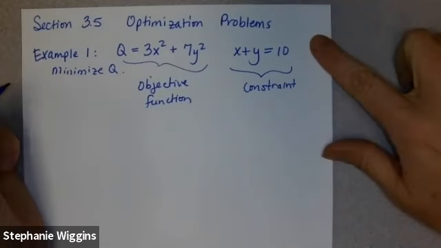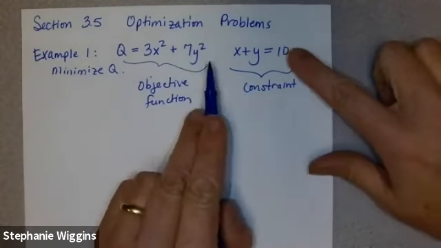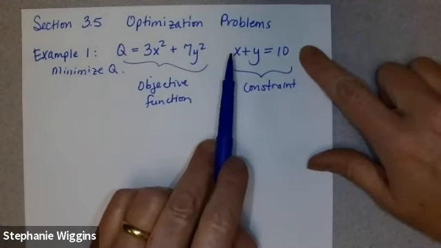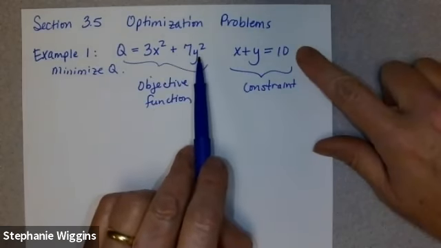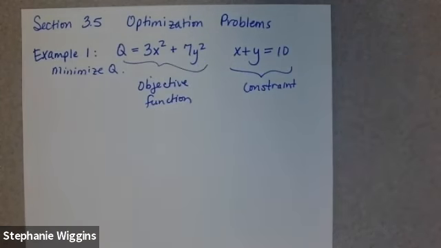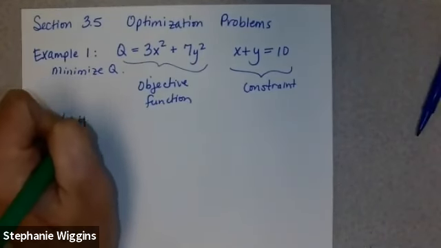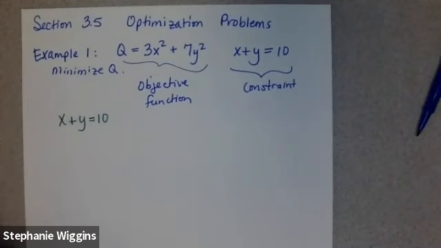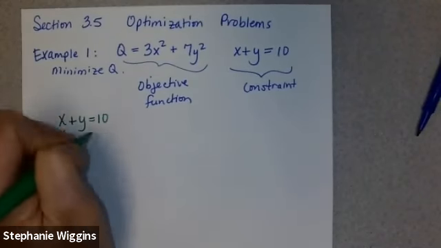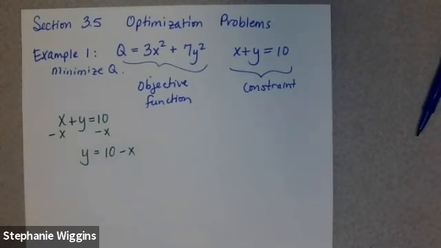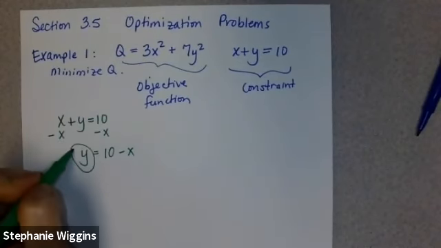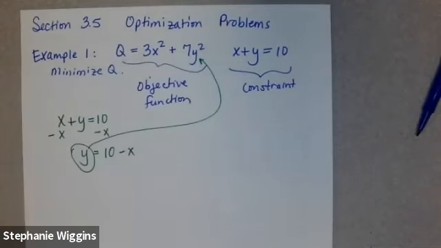So when you're doing these problems, notice we have two variables here. The constraint, which is also expressed in two variables, is used to solve for one variable and then substitute in your objective function. So with x plus y equal to 10, I'm going to solve for y by subtracting x from both sides. And so y equals 10 minus x. And then I'm going to take this y and put it in this function.